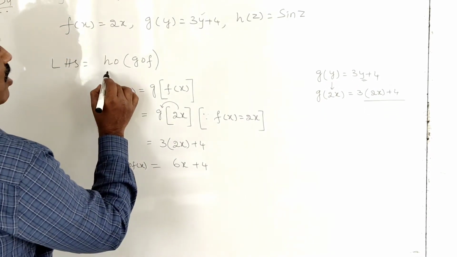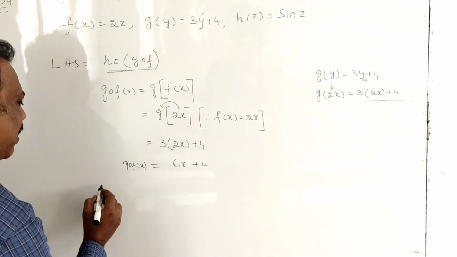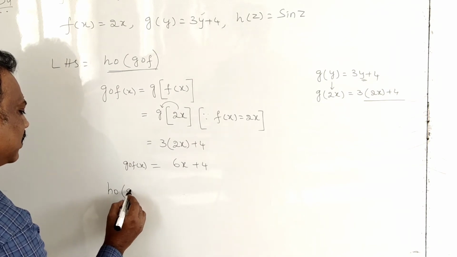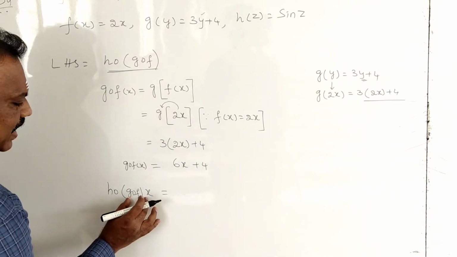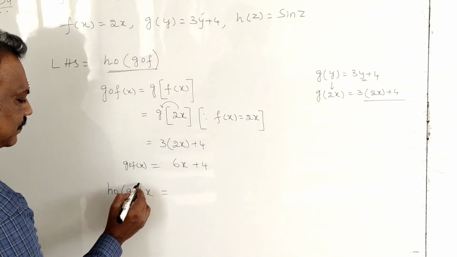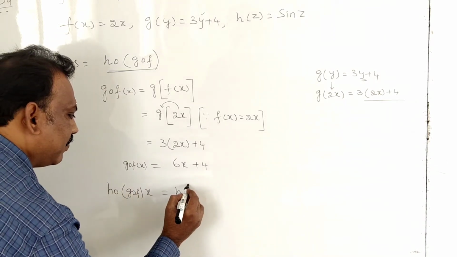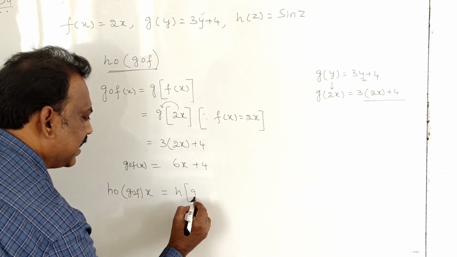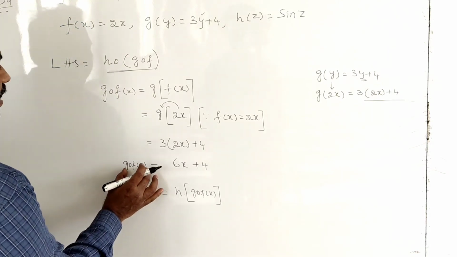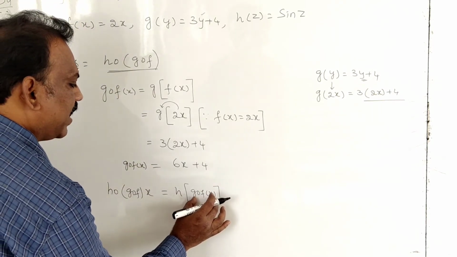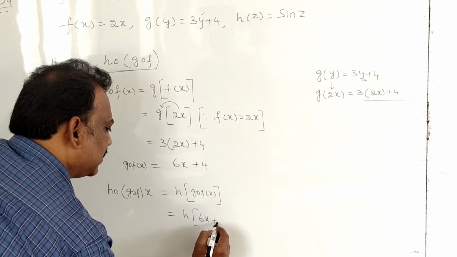But actually we have to calculate h circle of g circle f. That's why now I am taking the complete function: h circle of g circle f of x. What is the formula here? Already we expanded here, no need to expand this again. So h, in this circle place we have a bracket, and right inside is g circle f of x. Only that, students. Now you know g circle f of x is 6x plus 4. So inside the bracket we are going to replace 6x plus 4.